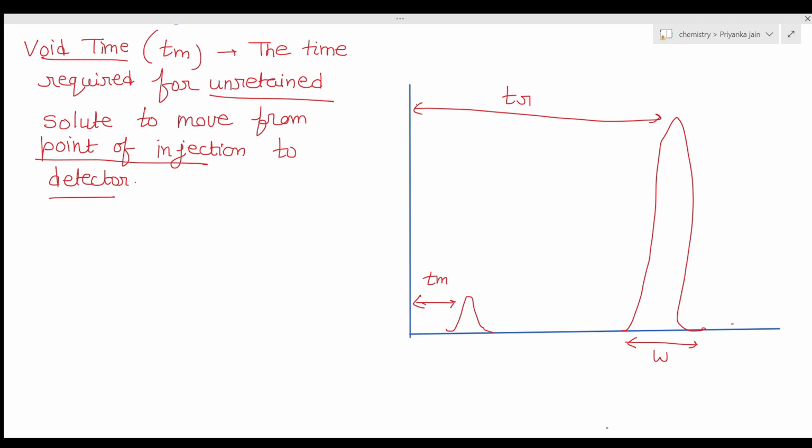And this is shown here. This is a small peak for the unretained solute, and this time here is called the void time. Now there is one more important term, called the resolution.